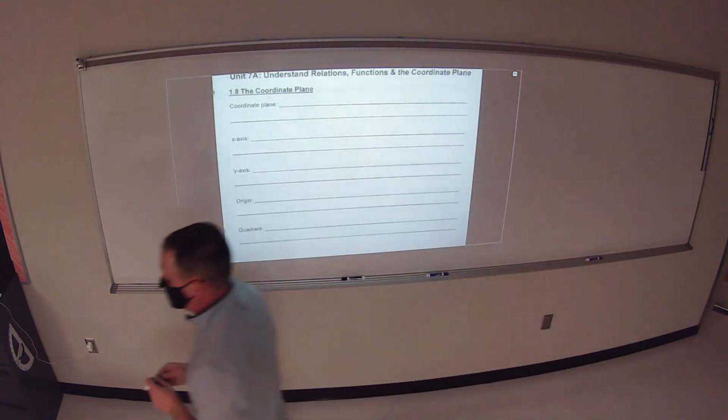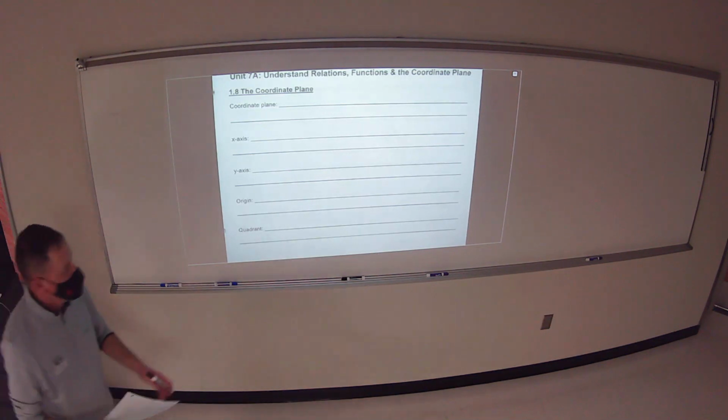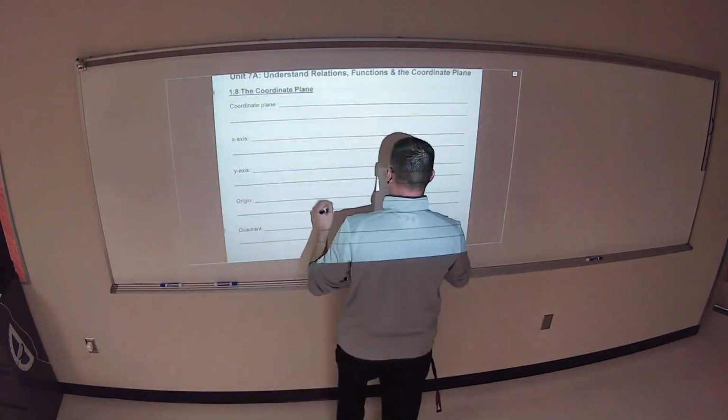All right. So, again, I realize this is not going to be the most energetic, but we've just got to grind through these vocabulary words and know these as we get going. Okay? So, the coordinate plane, here's our definition.